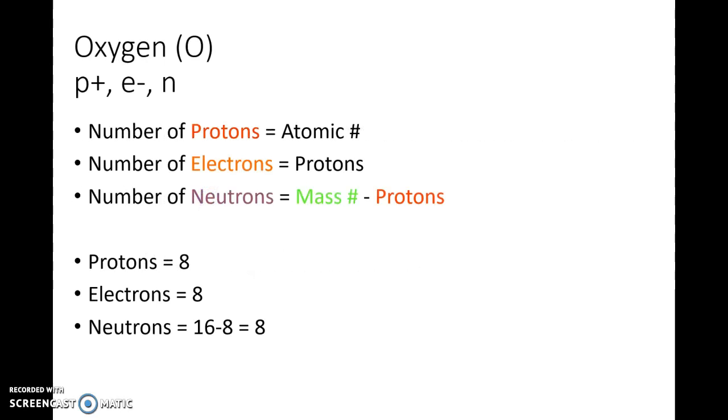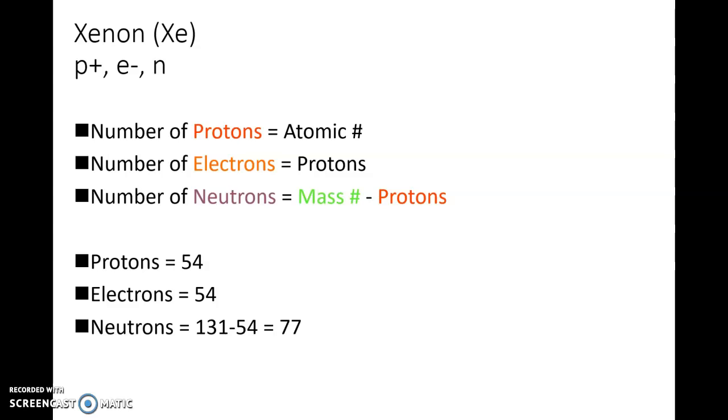So if we do oxygen, we can see that on the periodic table, it's number 8. That means that oxygen has 8 protons, also 8 electrons. We can also then see that the atomic mass of oxygen rounds to the mass number of 16. 16 minus 8 is also 8, and that's the number of neutrons.